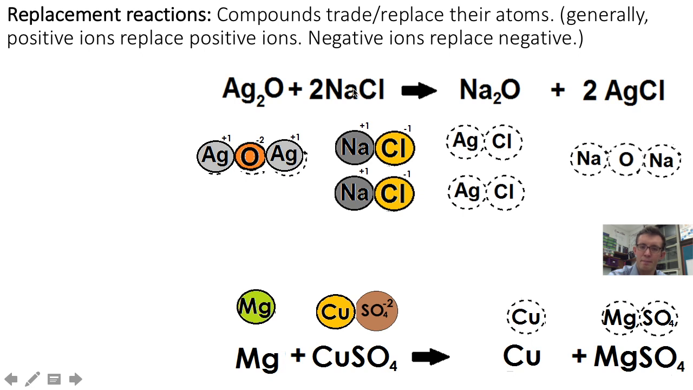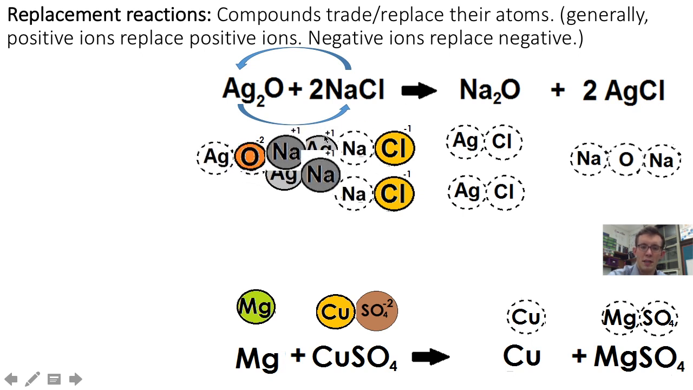Another type of reaction is called a replacement or a displacement reaction, which occurs when compounds swap atoms with each other. So, for example, in this reaction with silver oxide and sodium chloride, the silver oxide and the sodium chloride are going to trade their positive ions for each other. So we'll watch that happen here.